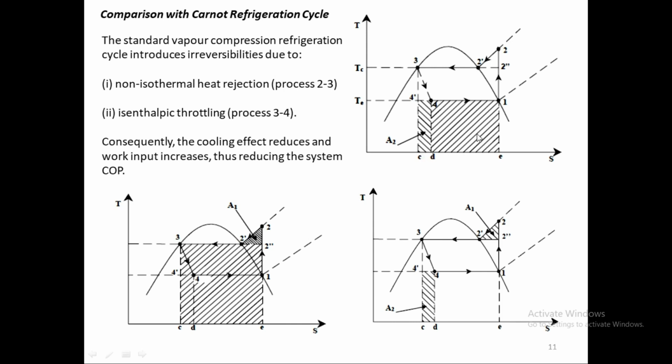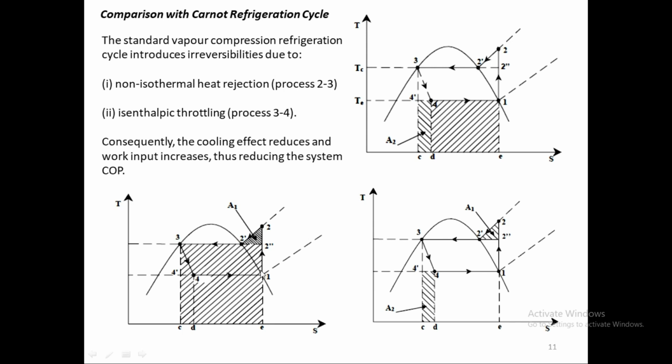So that's why the efficiency or the COP of the actual will always be less than the COP of the Carnot cycle. Consequently, the cooling effect reduces and the work input increases, thus reducing the system's COP. Work will increase because of this increase. A1 is the increase in the compressor work.